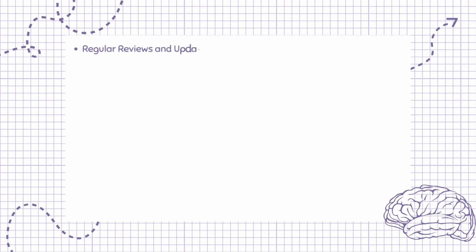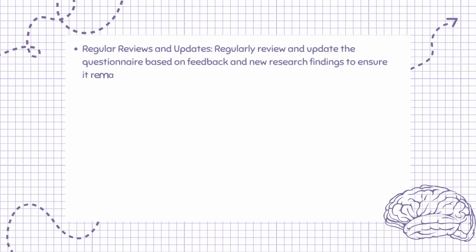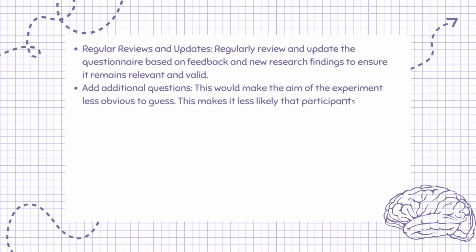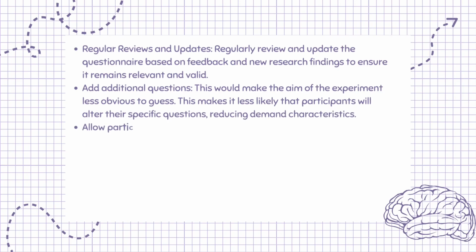Regular reviews and updates. Regularly review and update the questionnaire based on feedback and new research findings to ensure it remains relevant and valid. Add additional questions. This would make the aim of the experiment less obvious to guess. This makes it less likely that participants will alter their specific questions, reducing demand characteristics.